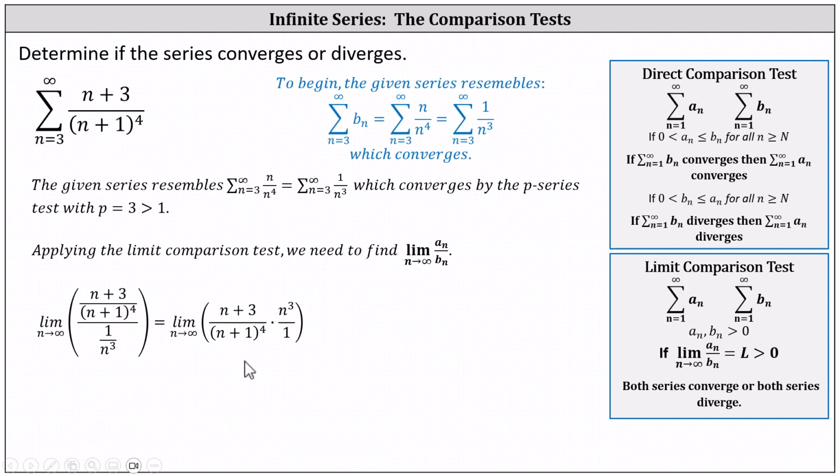Now multiplying, we have the limit as n approaches infinity of n to the fourth plus 3n cubed divided by the fourth power of n plus 1. Again, if we expanded the fourth power of n plus 1, the first and highest degree term would be n to the fourth. Because the degree of the numerator and denominator are both 4, the limit is equal to the ratio of the leading coefficients, which would be 1 divided by 1 or 1, which is greater than 0.